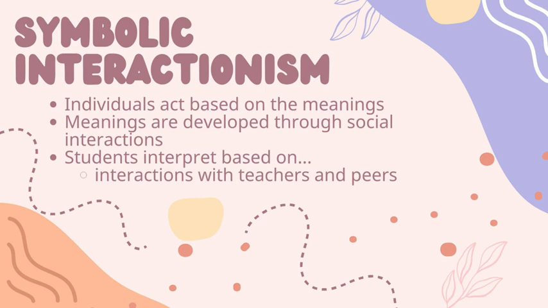This is a specific framework within interactionist theory developed by scholars like George Herbert Mead and Blumer. It suggests that individuals act based on the meanings things have for them, and these meanings are developed through social interactions. In education, this means that students interpret their experiences based on their interactions with teachers and peers, which shapes their motivation, behavior, and learning.